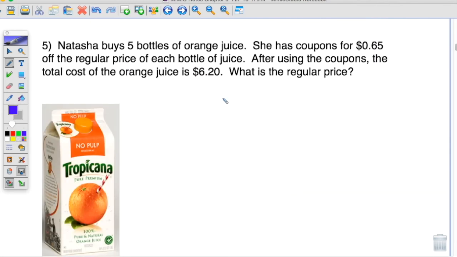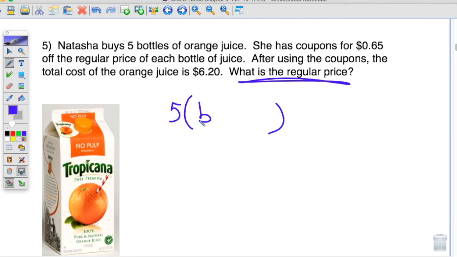Our last problem is problem solving, and it says Natasha buys 5 bottles of orange juice. She has a coupon for 65 cents off the regular price of each bottle of juice. After using the coupons, the total cost of the orange juice is $6.20. What is the regular price? So it's saying that she buys 5 bottles of juice, and each bottle she used a coupon. So each bottle, we don't know what the price is.